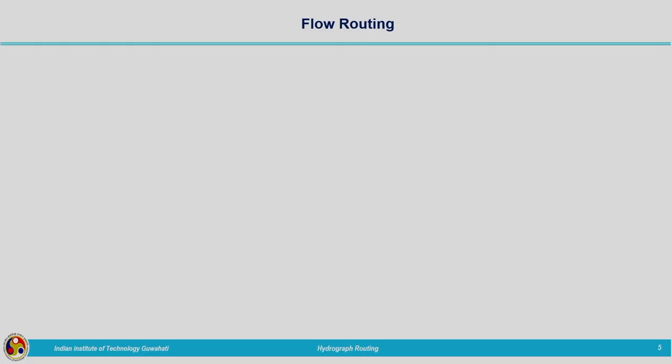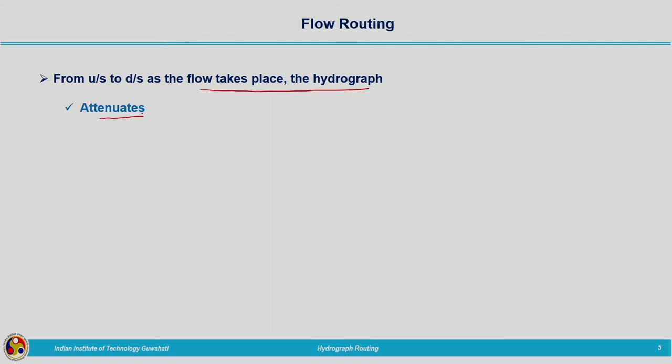So, whenever some flow takes place from upstream to downstream, whether it is in the case of a river or in the presence of a reservoir, there are changes taking place in the flow response that is represented by the flow hydrograph. From upstream to downstream, as the flow takes place, the hydrograph gets attenuated. What is meant by attenuation? Look at this graph. That is the graph which is shown in the previous slide. All the hydrographs are plotted in the same graph.